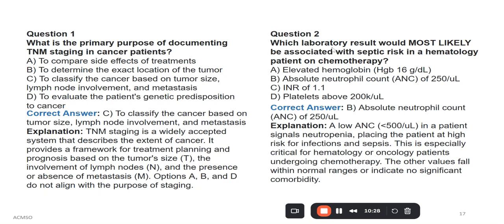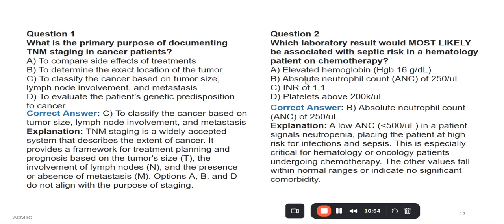Question 2. Which lab results would most likely be associated with septic risk in a hematology patient on chemotherapy? A, elevated hemoglobin, HGB of 16 g per dL. B, absolute neutrophil count, ANC, of 250 per uL. C, INR of 1.1. Or D, platelets above 200 K per uL.